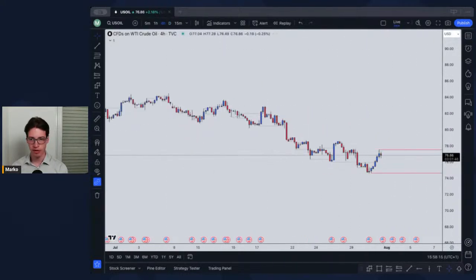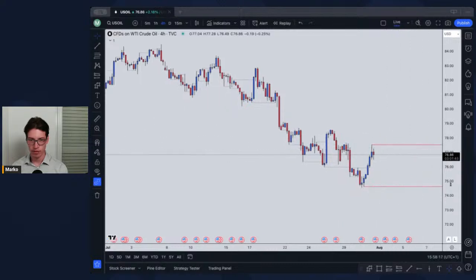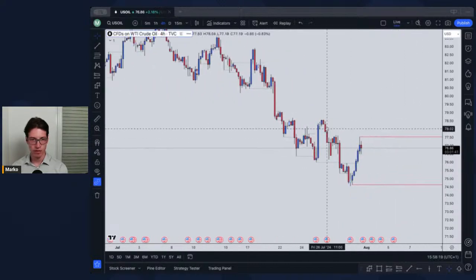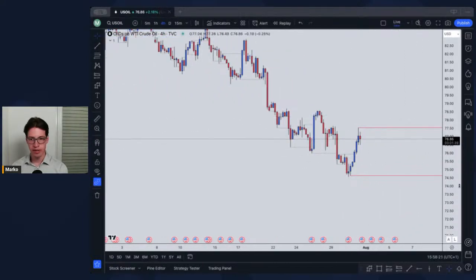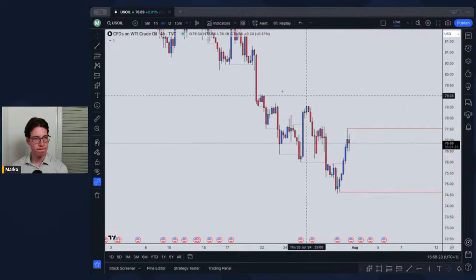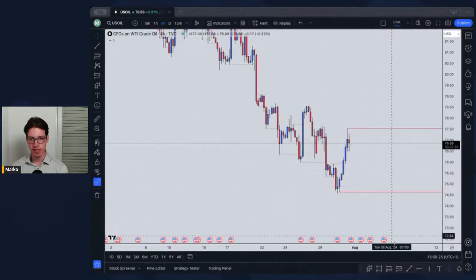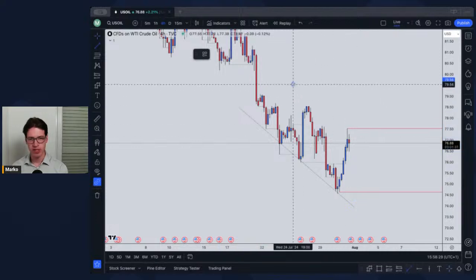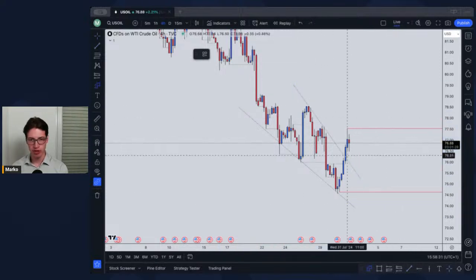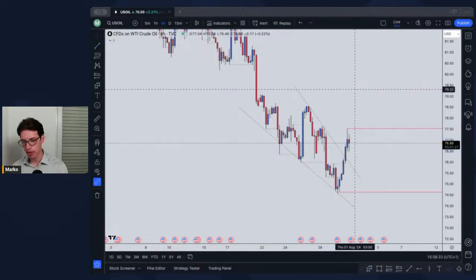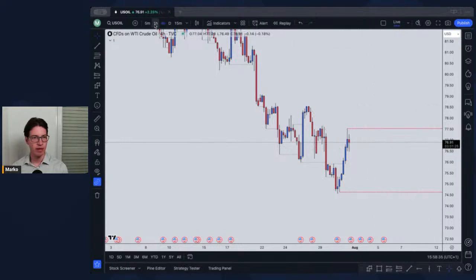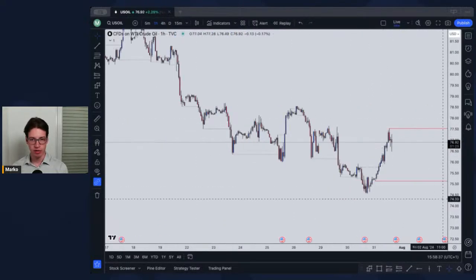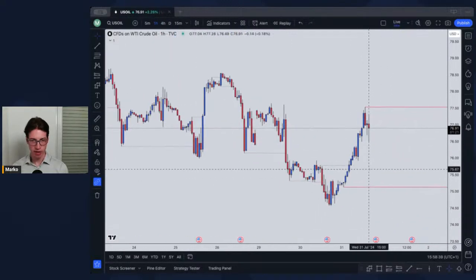4 hour is descending. 4 hour is very, very descending. So I would expect the price to go up potentially. Okay, maybe. We'll see what will happen. 1 hour. 1 hour looks pretty bullish. Yeah, 1 hour looks good.